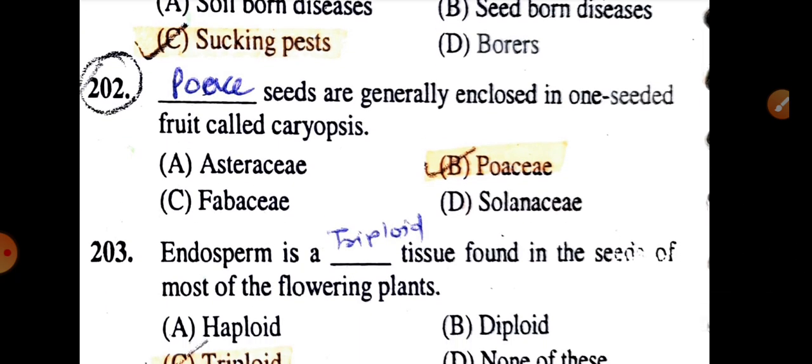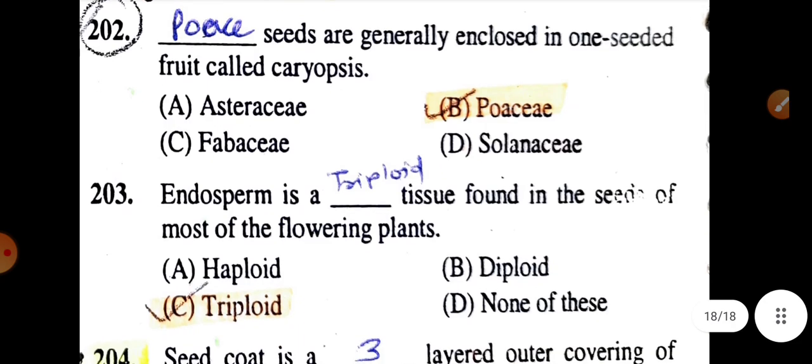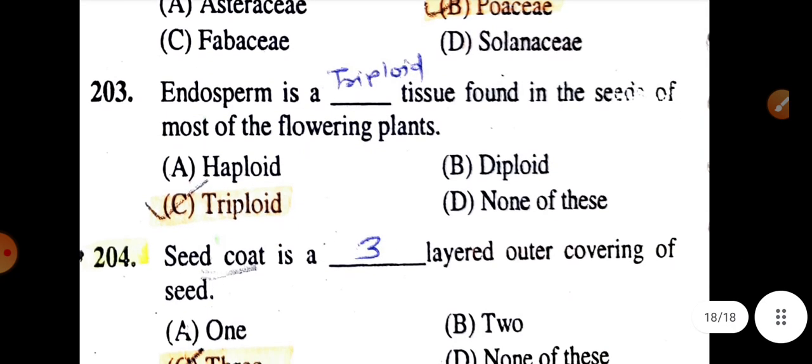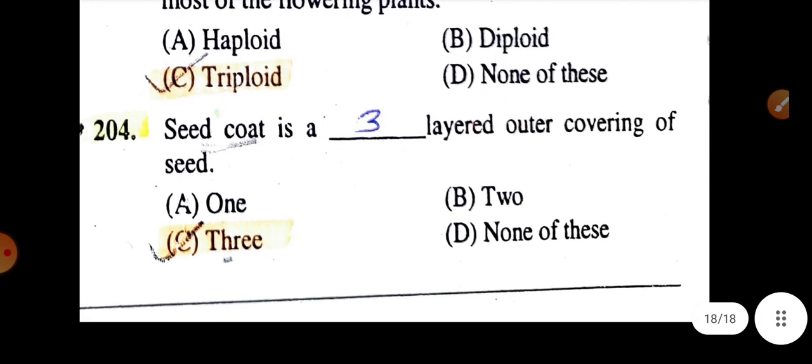Poaceae seeds are generally enclosed one-seeded fruit. It is called caryopsis. Endosperm is a triploid tissue found in the seed of most flowering plants. Seed coat is a three-layer outer covering of the seed.